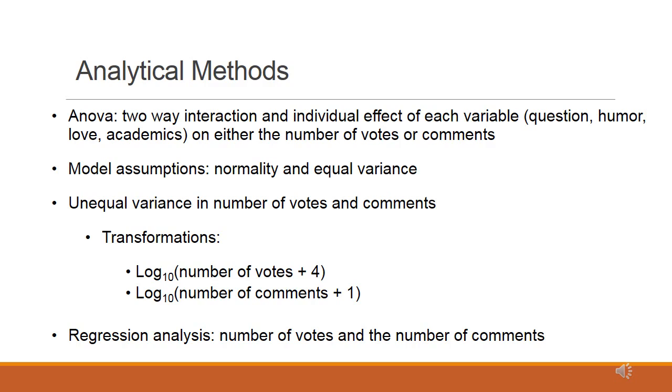So with the number of votes, we did a log 10 of number of votes plus 4, because the lowest number of votes that we had as some of our data points was -3, and then we did a log 10 of number of comments plus 1, because the lowest number of comments that we had was 0, and that doesn't work. So those are the transformations that we did. And then we also did a regression analysis on the number of votes and the number of comments to see if there was a correlation between these two things as well.